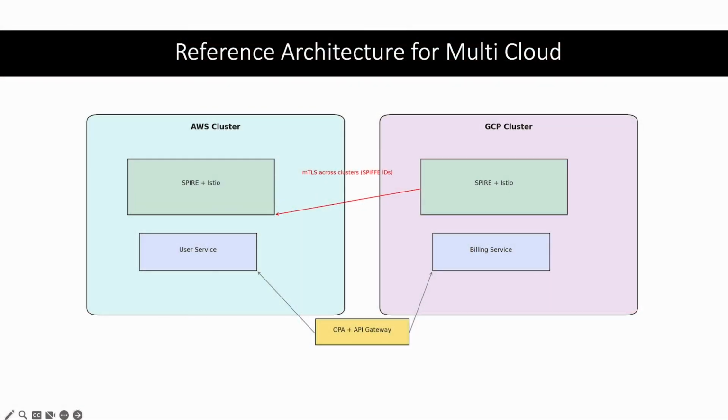This is an example of a multi-cloud setup where in AWS we have a user service, and in GCP we have a billing service. The communication between the user service and the billing service would be east-west traffic, whereas traffic coming from the API gateway would be north-south traffic. Each of them could have their own SPIFFE standard implementation and SVIDs, but since the issuing authorities of the SVIDs are federated, they know each other. This is one possible implementation of how it would look in multi-cloud.